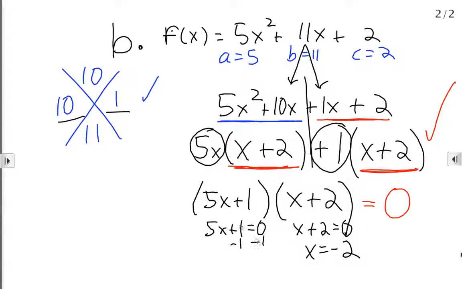Subtract 1, subtract 1. So we have 5x equals negative 1. And then divide by 5, and divide by 5. And we have our other solution, x equals negative 1/5.